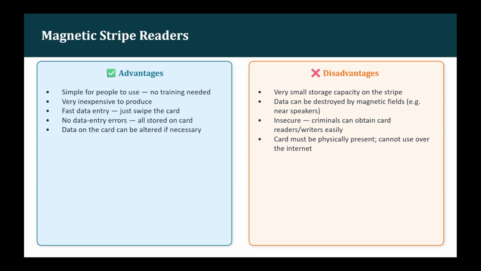Then we have printers as an output device. There are four types that you need to know for your exams. The first one is the laser printer. It uses a laser to draw on a drum, and toner ink is pressed onto the paper. High quality, fast, and cheaper per page in the long term.